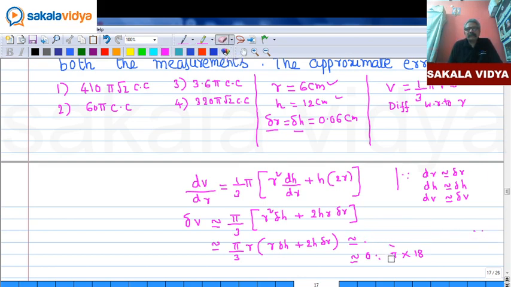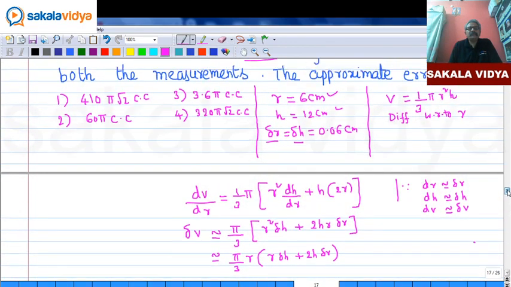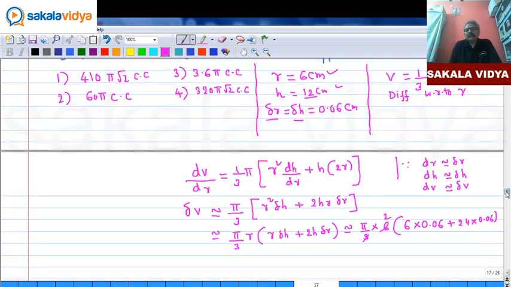Okay, I will do it. Substitution I am getting a lot of trouble here. So, now let us check it now. Here let us substitute now. Right, pi by 3 into r 6 into 0.06 plus 2h, h is 12, 24 into 0.06. So, let us calculate now.